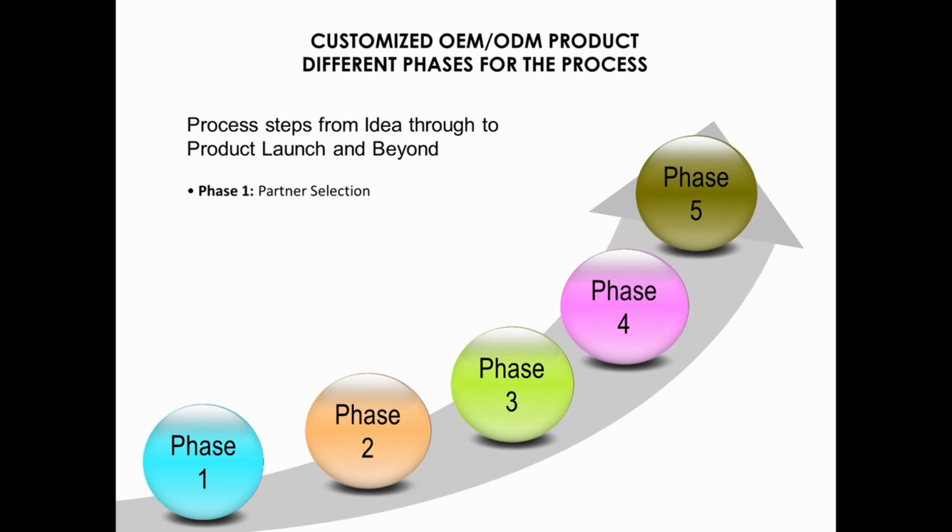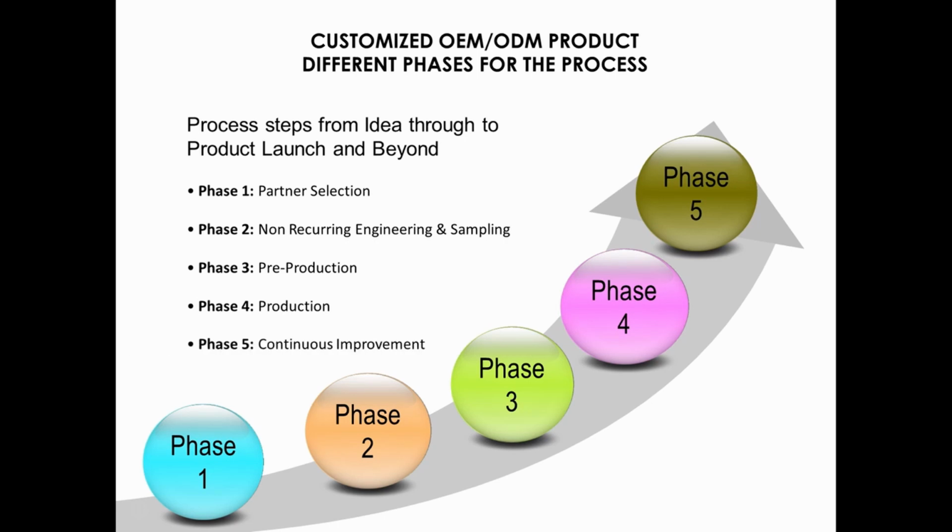Phase 1, partner selection. Phase 2, non-recurring engineering and sampling. Phase 3, pre-production. Phase 4 is production. At Phase 5, continuous improvement.